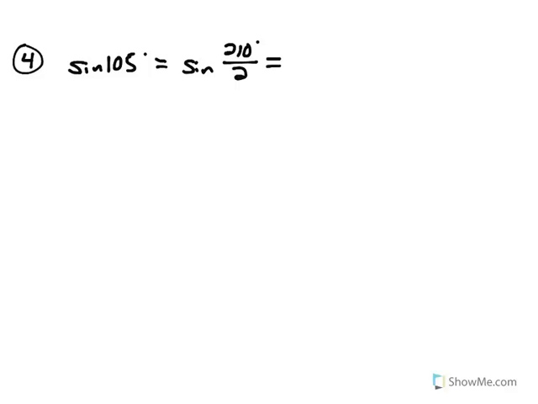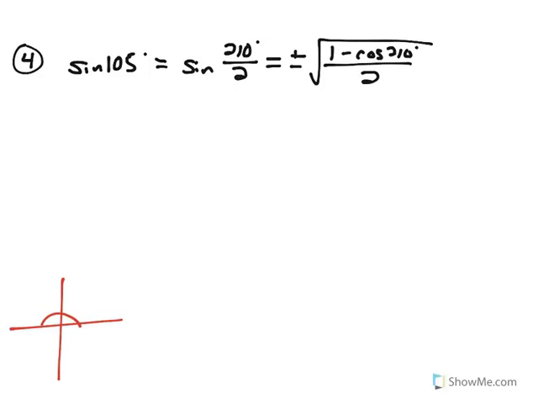Using the half angle identity for sine, we get plus or minus radical 1 minus cosine of our angle of 210 degrees over 2. What is cosine of 210? 210 is in quadrant 3. Makes the reference angle 30. Opposite 30 then would be negative 1 because we're going down. Opposite 60 would be negative square root of 3 because we're going left, and it makes r 2. So cosine of 210 is going to be negative square root of 3 over 2.